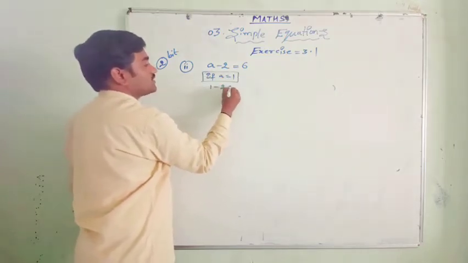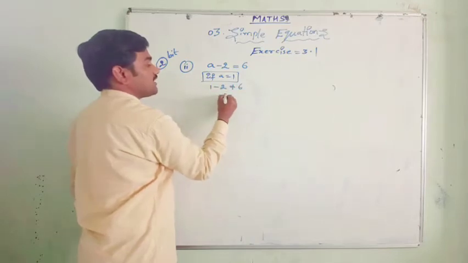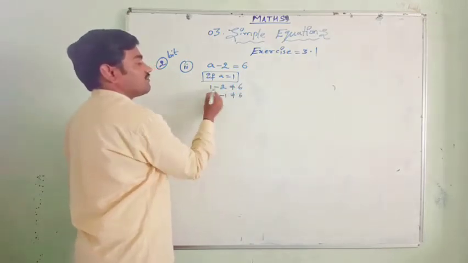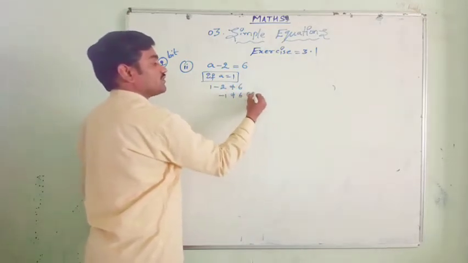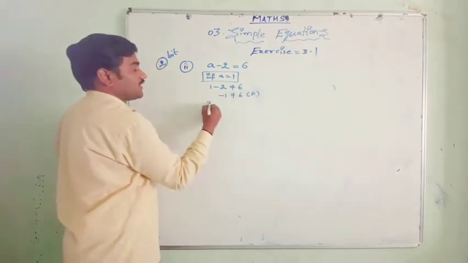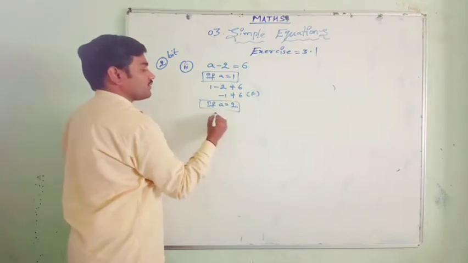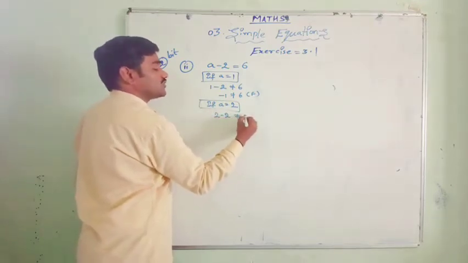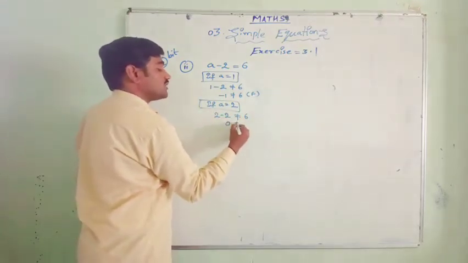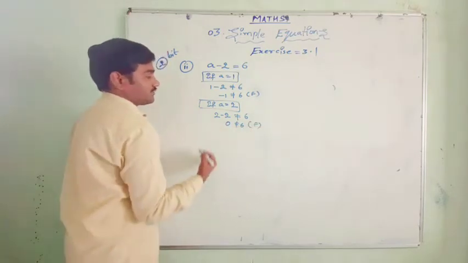1 minus 2 is not equal to 6. That means minus 1 is not equal to 6 here. 1 minus 2 is minus 1. It is not equal to 6. False statement. Then if a equal to 2, 2 minus 2, that is 0. 0 is not equal to 6, that is a false statement.